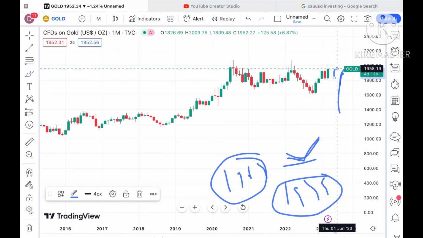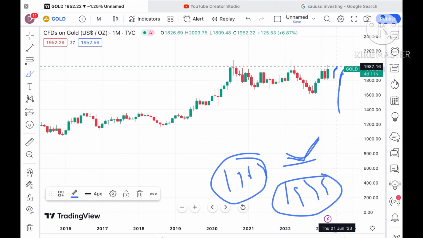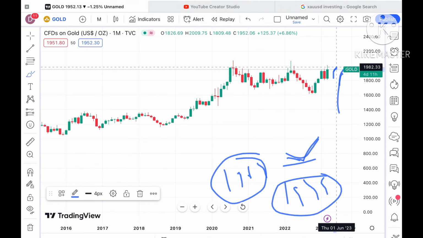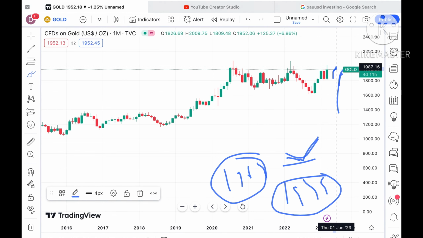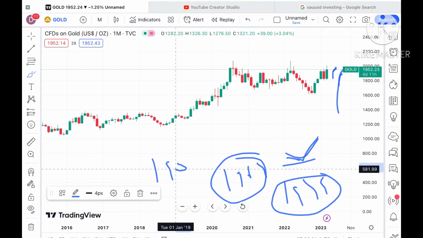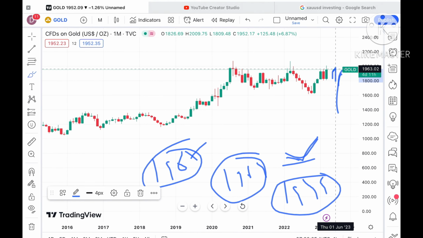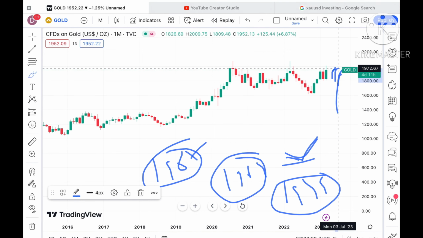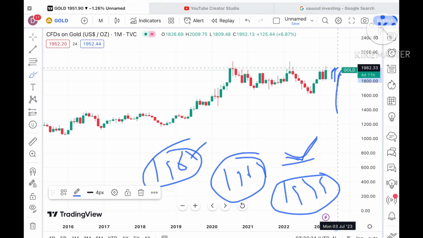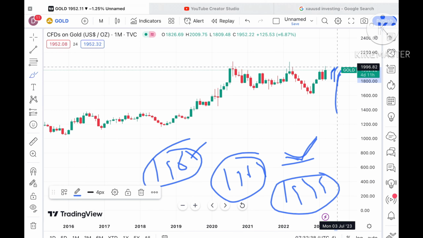$1964, and once it sustains above that level, it can go towards around $1972, and once it sustains above that, it can cross a level of around 1987. Keep this in mind: once it sustains above 1964, the chances of touching 1972 are there, and from there it can touch 1982, and once it goes above that level, we can see 1991 to 1996.